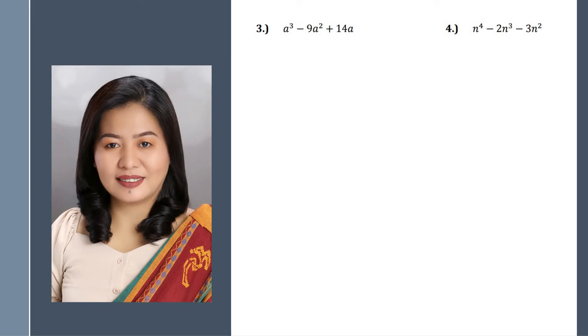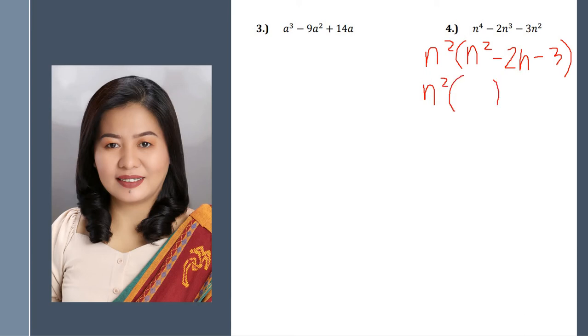Number 4, n to the fourth minus 2n cubed minus 3n squared. Is there a common factor? Yes, n squared is a common factor, so you have to take that out. N to the fourth divided by n squared is n squared. 2n cubed divided by n squared is 2n. Minus 3n squared divided by n squared is 3. So is n squared minus 2n minus 3 factorable? Is there a factor of negative 3 that gives you a difference of 2? Yes, so you can factor.